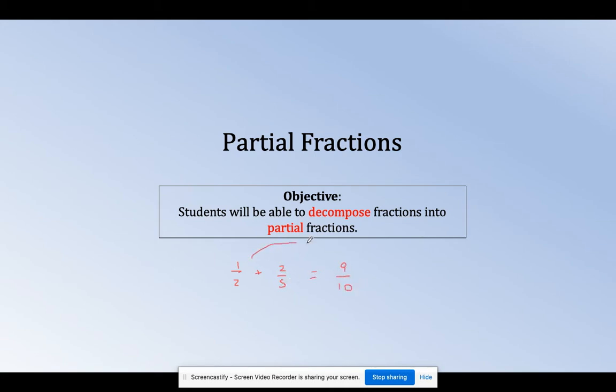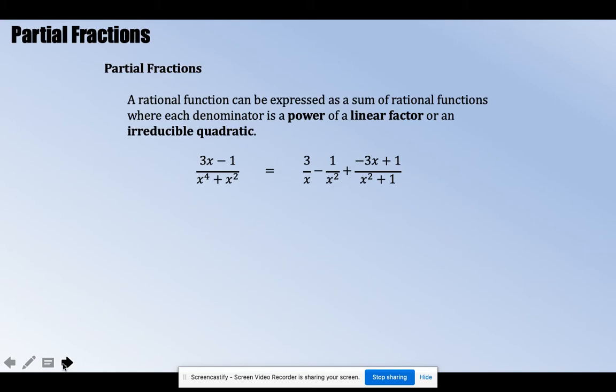You composed the sum of two fractions into a whole. Now what we're going to learn is how to go backwards. Take one fraction that's all mushed together and rip it back apart into a sum of its parts. That's what partial fraction decomposition is. We're just going to learn how to do it in the abstract, right? Instead of 1/2 and 2/5, you've got rational expressions.